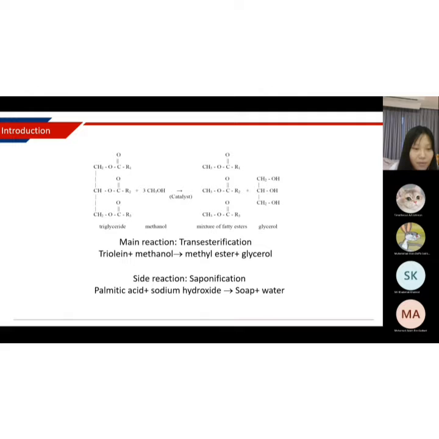For our main reaction, we will be using triolein with methanol aided with our catalyst, which is sodium hydroxide, and we will get a methyl ester and glycerol. The side reaction that could happen is saponification, which is when the free fatty acid, palmitic acid, reacts with the catalyst, sodium hydroxide, and we will get soap and water. But for this case study, our main focus is on the main reaction.